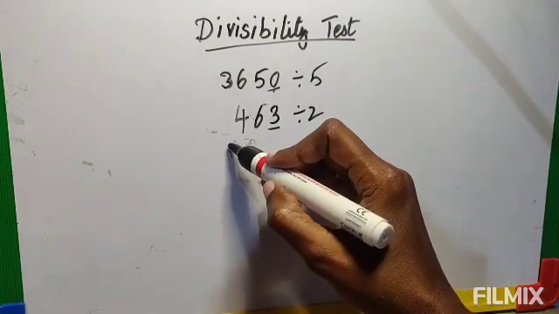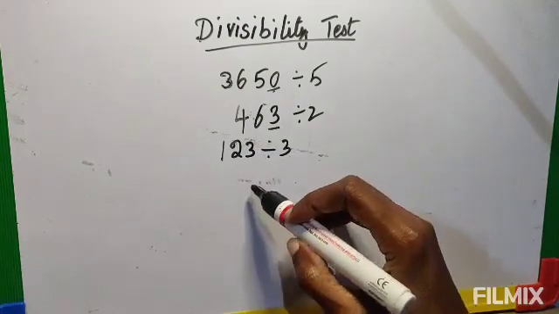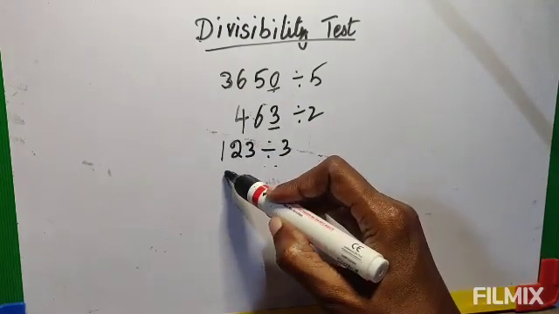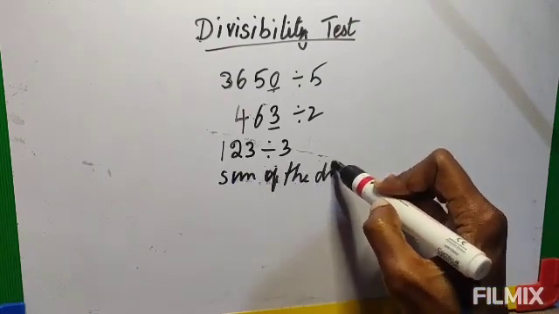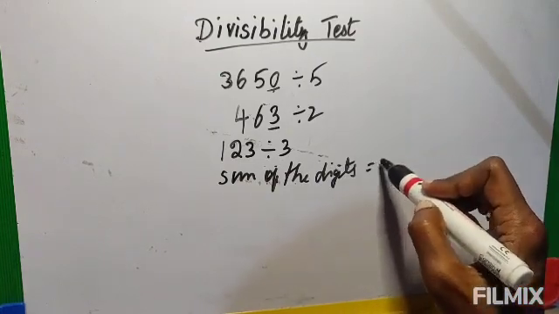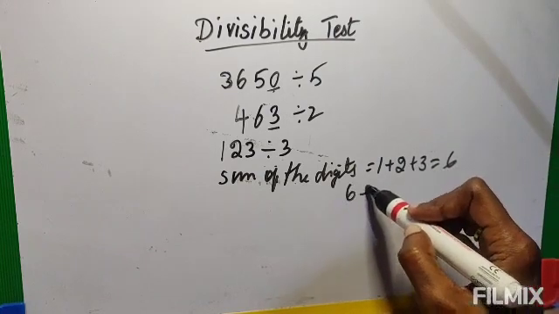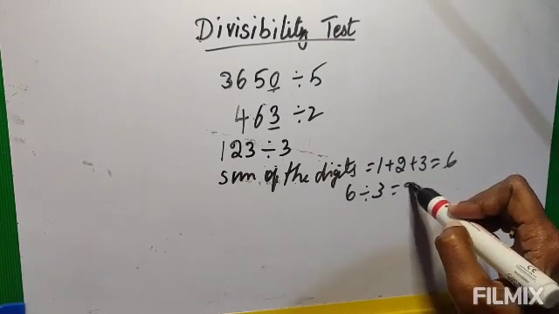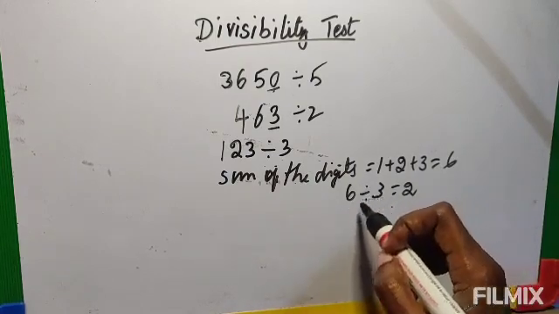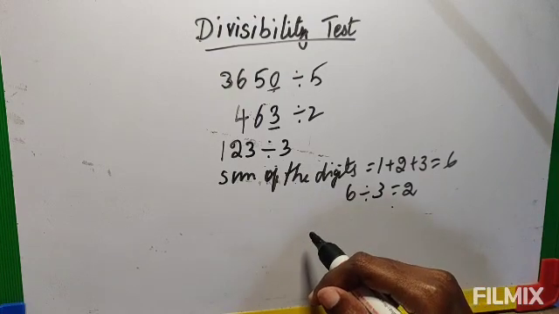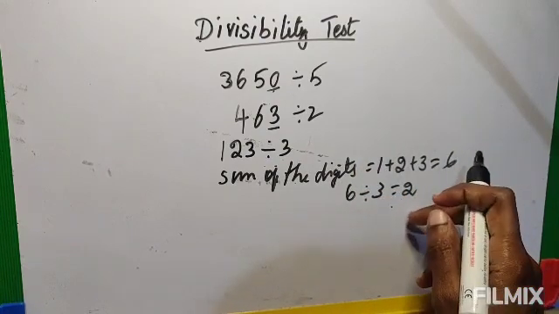Again, if you have to find whether a number is divisible by 3, here what you have to do is find the sum of the digits. So you have to write sum of the digits equal to 1 plus 2 plus 3 is 6, and 6 divided by 3 is 2. So the sum of the digits is divisible by 3, so the number is divisible by 3. That way you have to write.